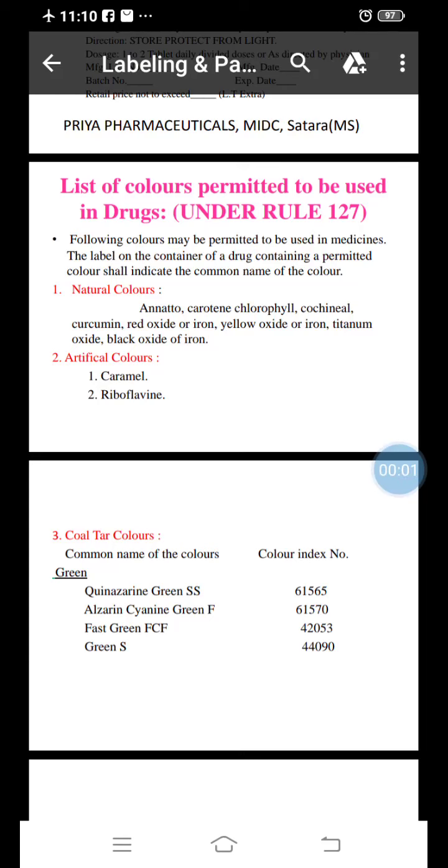Hi everyone. In the last lecture, you started the list of colors permitted to be used in drugs. In that, you saw the types of colors used in the formulation of drugs: natural colors, artificial colors, and coal tar colors. Natural colors include annatto, carotene, chlorophyll, cochineal, curcumin, red oxide of iron, yellow oxide of iron, titanium oxide, and black oxide of iron. Now, in artificial colors: caramel, riboflavin.